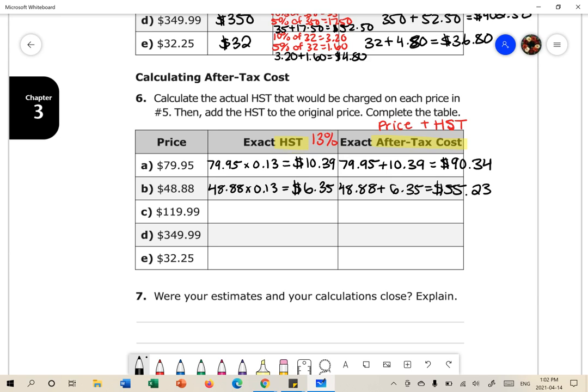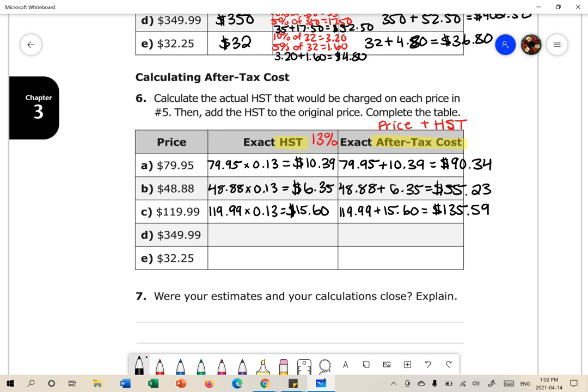Next, $119.99 times 0.13 is equal to $15.60. Exact after-tax cost is $119.99 plus $15.60, which is equal to $135.59.